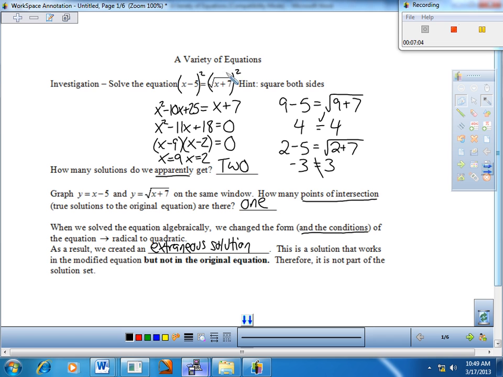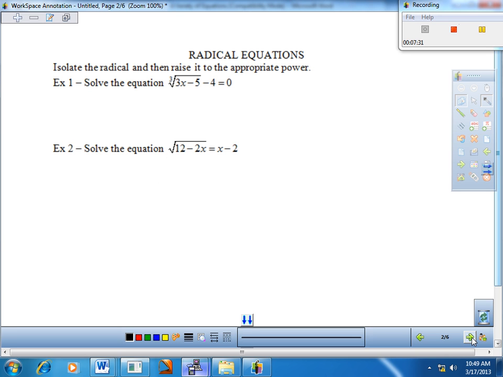We have to check. So what we would do, that gets boxed, and that's our solution set right here, just 9. So we do have to be a little careful. When you change the conditions, you might get an unintended consequence, so to speak. A solution that worked in the modified, but does not work in the original. So we've got to check.